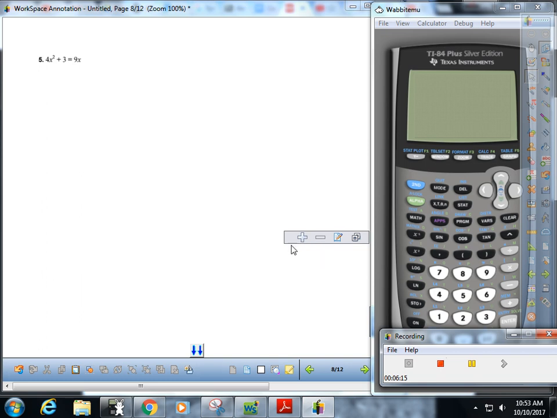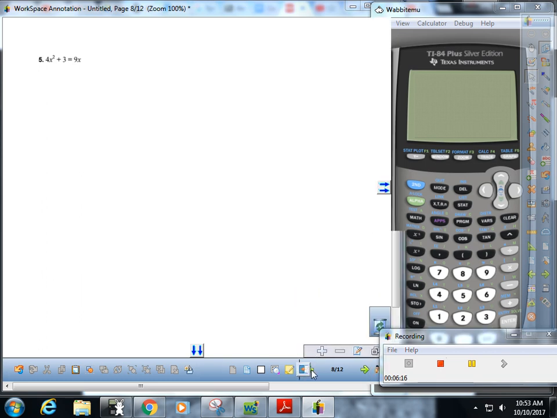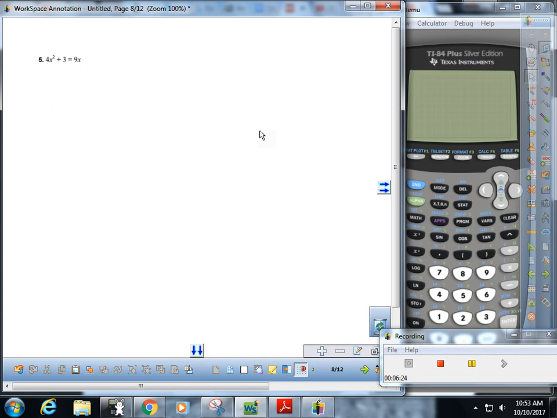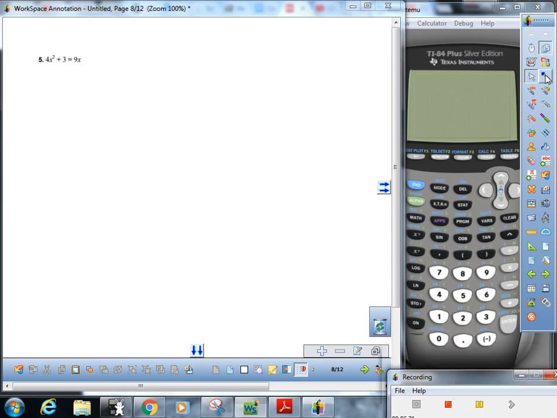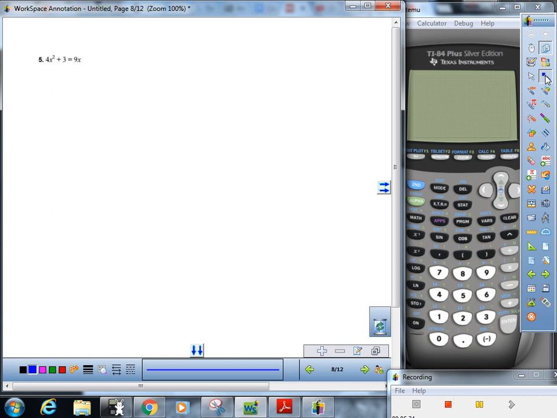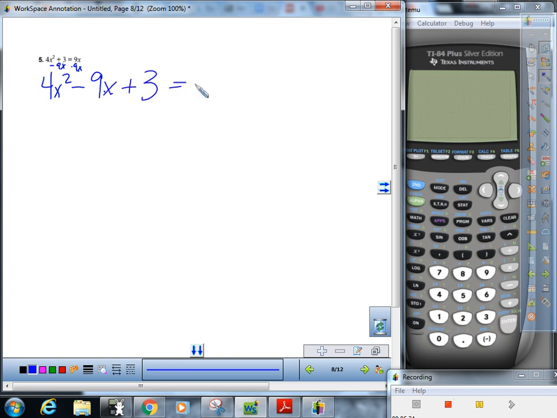But let's look at another one and answer this question. All right, the question is, what happens if we don't want to use that form? Okay, what if we don't like using the quadratic formula? Well, luckily, there's an app for that in your calculator. So, first of all, we do have to do a little work by hand. I need to subtract 9x from both sides. So 4x squared minus 9x plus 3 equals 0.